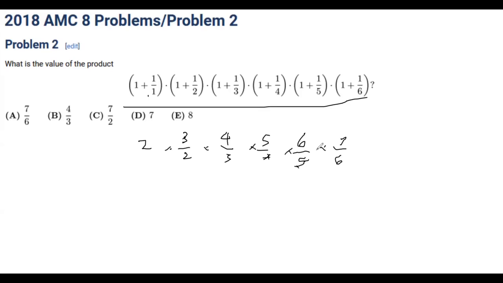So I think that this is pretty easy to look at now. This demonstrates the power of telescoping. Instead of multiplying the top, multiplying the bottom, you can just say, well, this 2 on the top and the 2 on the bottom, they cancel out. Same with the 3s, same with the 4s, same with the 5s, and same with the 6s. And so all that's left is 7. And that's the answer.